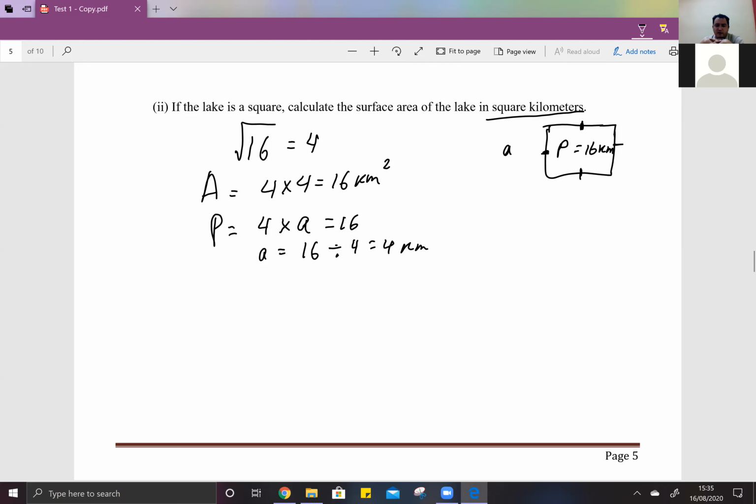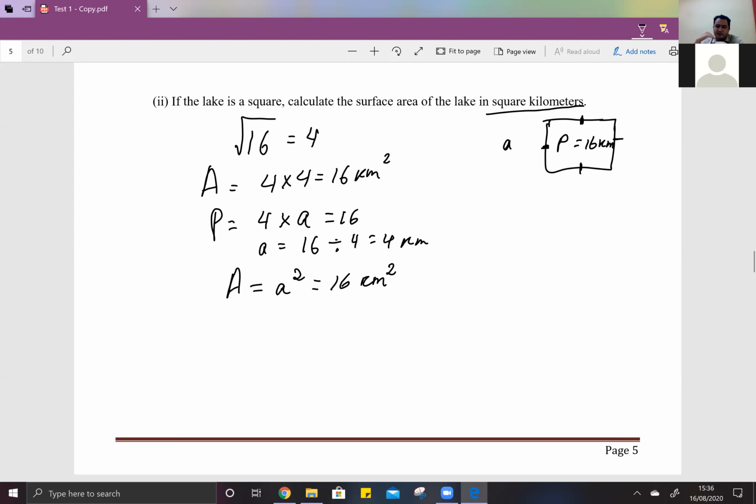So now using this, we will find the area. Then area equals, capital A equals A squared. Now you can just substitute this, 16 kilometers squared. Actually, you are supposed to solve like this, step by step.